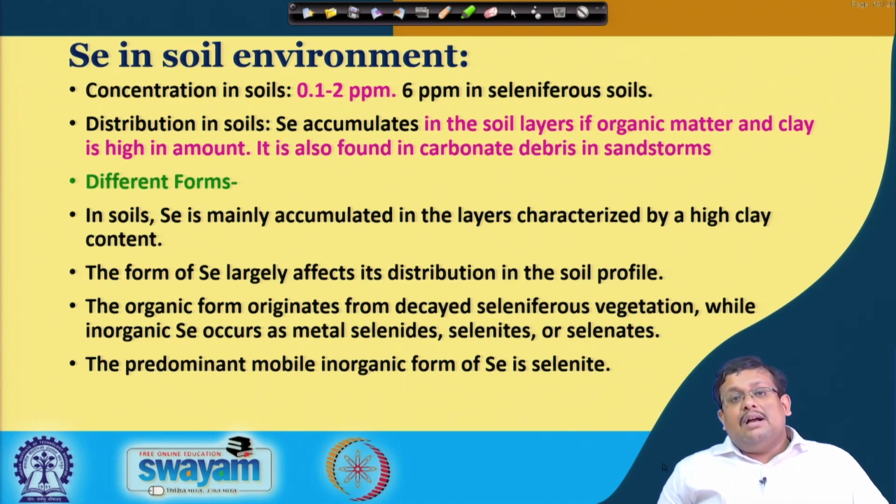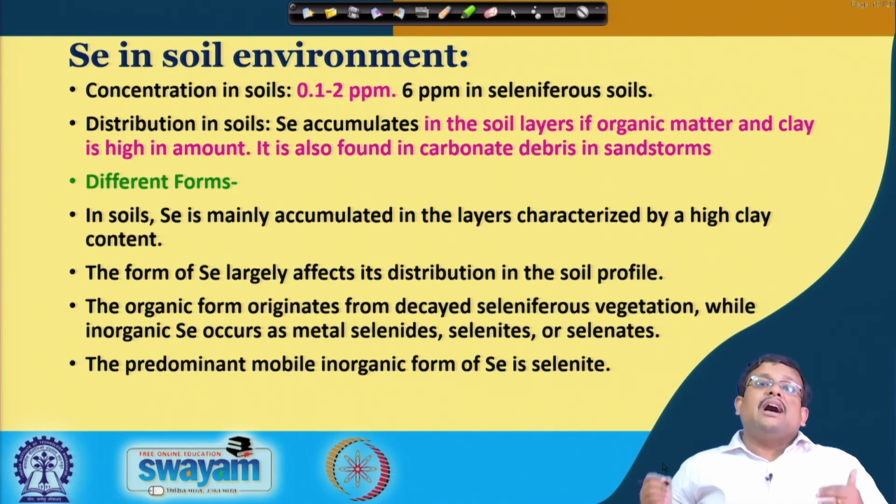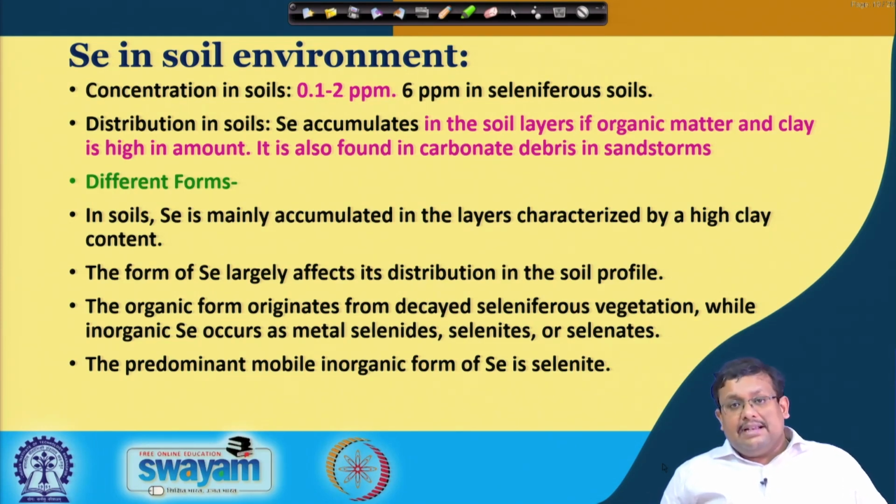In the soil, the concentration of selenium generally varies from 0.1 to 2 ppm, and about 6 ppm in seleniferous soil, that means high selenium content soil. Now, if you consider the distribution in the soil, selenium accumulates in the soil layer if organic matter and clay are high in amount. It is also found in carbonate debris in sandstones.